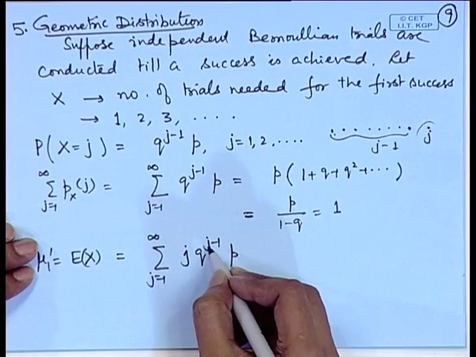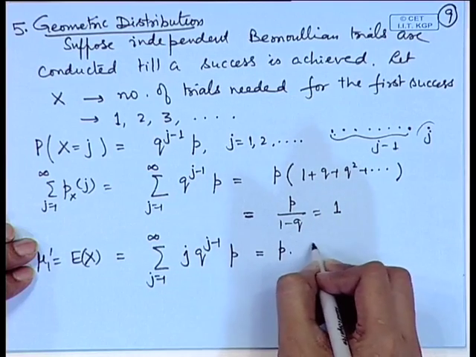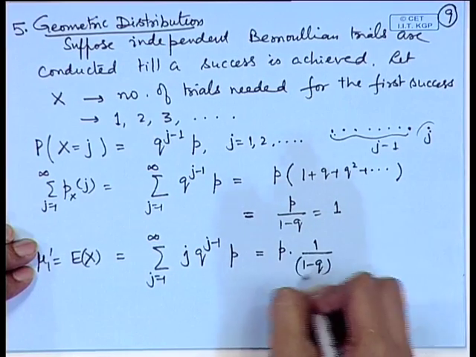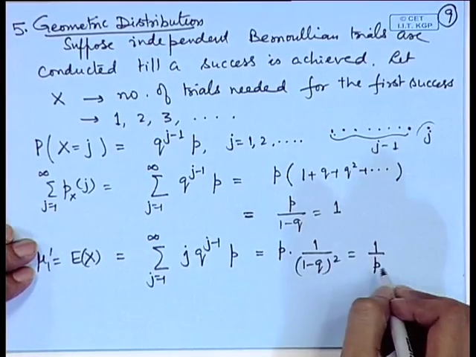So, this one we can write as the expansion of 1 by 1 minus q square. So, it becomes 1 by p. That means the average number of trials needed for the first success is the inverse of the probability of success in a single trial. So, suppose we consider tossing of a coin where the probability of head is 1 by 3, then we require on the average 3 throws of the coin to get a head.